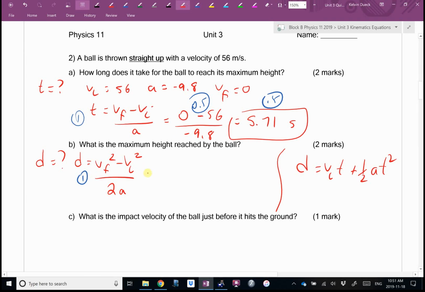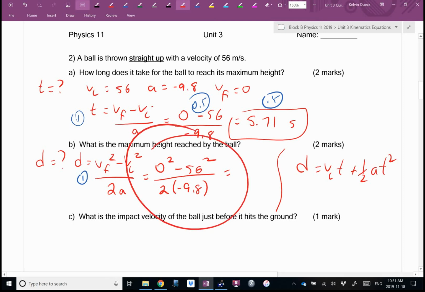Anyways, it's going to be 0 squared minus 56 squared. This is going to go pretty high because 56 meters per second is pretty far. I have to be able to enter this into my calculator. I've noticed a lot of you are getting sloppy now. Is this a fraction, Jared? Yes, it is. Is there more than one thing on the top? Yeah. So, brackets around the top. Is there more than one thing on the bottom? Yeah. So, brackets around the bottom.